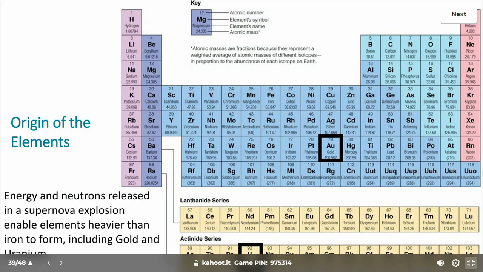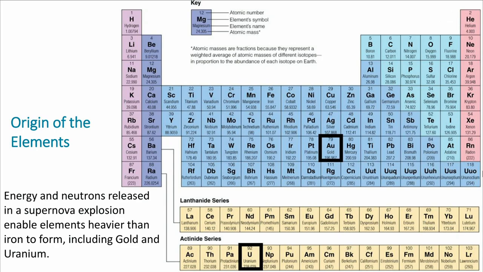So if iron is kind of the dead end of fusion reactions, how do we get all of these other elements? So when your star goes supernova, it basically is going to release tons of energy all at once. And that energy is enough that you can start fusing these heavier elements and filling out the higher end of the periodic table. So you can get elements like gold and uranium as a result of these supernova explosions.